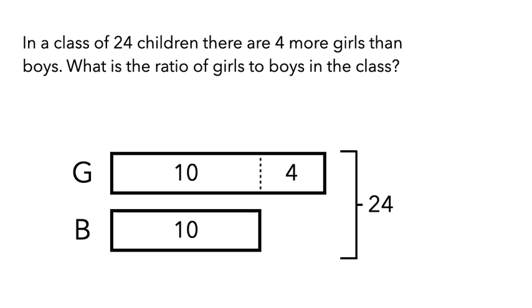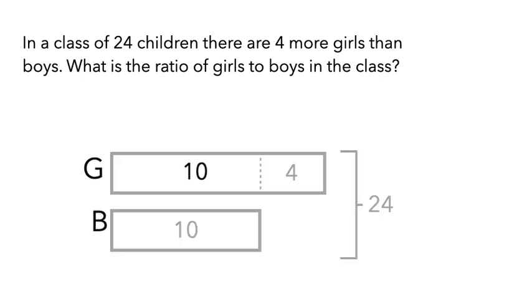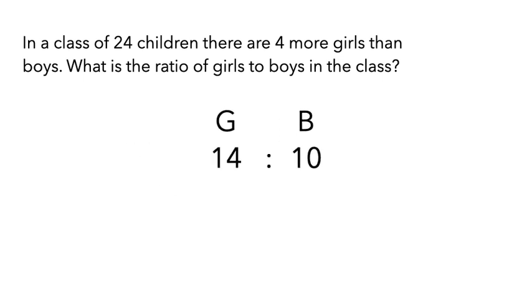Now we can work out our ratio. So we have 14 girls to 10 boys. The last step is, can this be simplified? Well, we could actually halve the 14 and the 10, giving us 7 to 5, and that is the ratio in its simplest form.